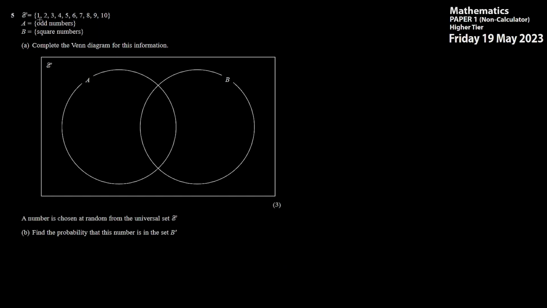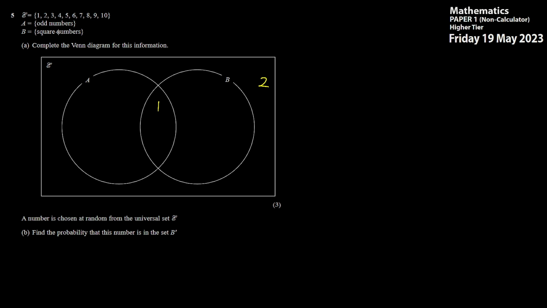First up, the number 1. Well, 1 times 1 is 1, so it is both odd and square. So if it's in both A and B, we put the number 1 in the overlapping section. Number 2, well, it's even, so it's not odd, and it's not square. So 2 goes on the outside.